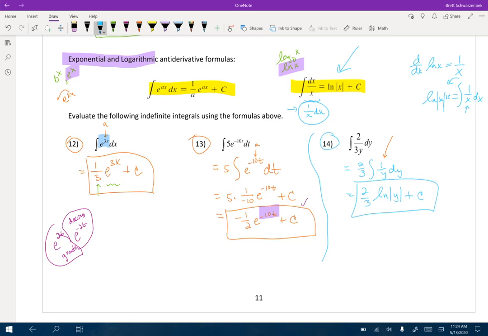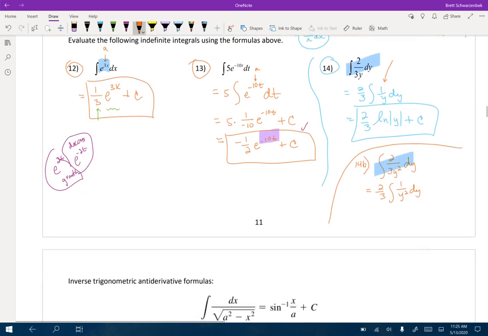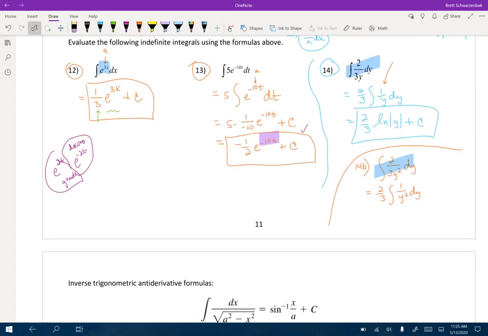Okay, so I want to do an aside here, so hold on a second. So if you want to, again, do like 14b, if I did the antiderivative of 2 over 3y squared dy. Okay, this is why students will struggle with this versus this. If you look at this, the same first step happens and you get 2/3 times 1 over y squared this time dy. So there's a huge difference between 1 over y and 1 over y squared.